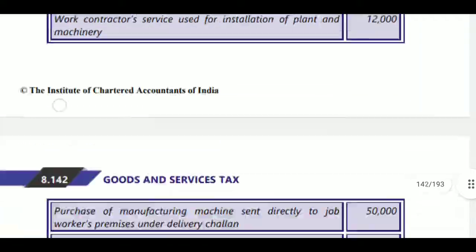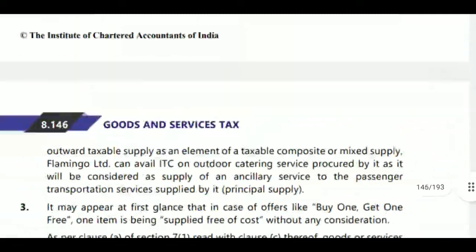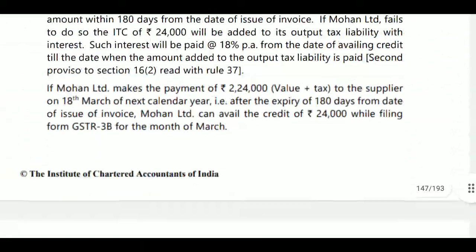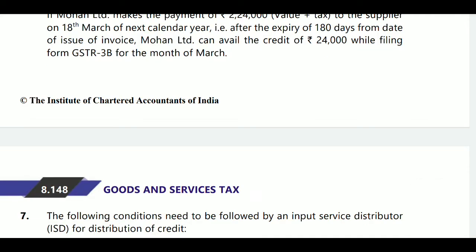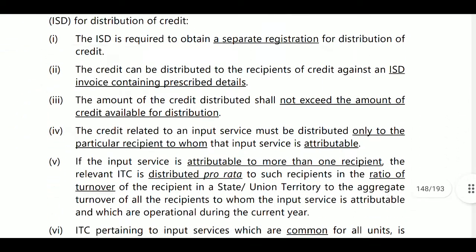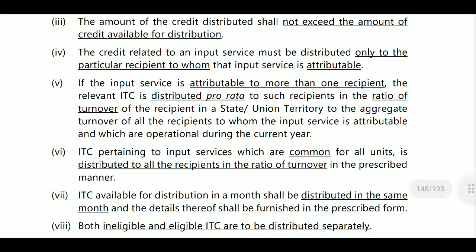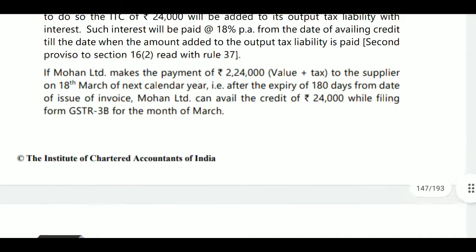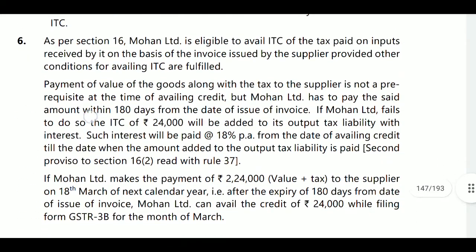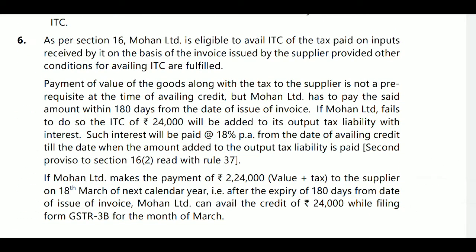If within 180 days he is not paid, the amount claimed as ITC must be reversed, and that amount will be payable with interest and added to the output tax liability. When the amount is repaid, then you may claim that amount without interest. So as per Section 16, Mohan Limited is eligible to ITC of the tax paid on inputs received by it on the basis of the invoice issued by the supplier, provided other conditions for availing ITC are satisfied.